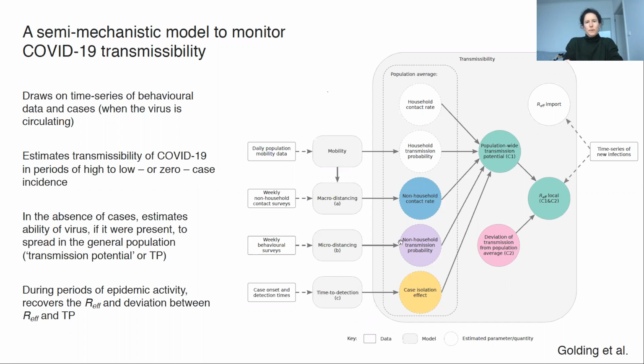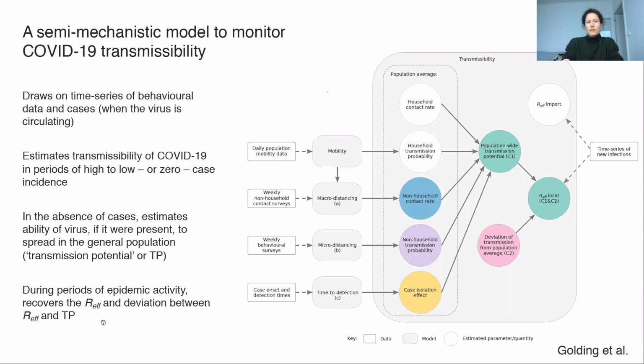And so we combine all of this information to estimate this metric that we called the population-wide transmission potential. This is an estimate of the ability of the virus, if it was present, to spread in the general population. And then, as I said before, when there are cases, this approach recovers the effective reproduction number.